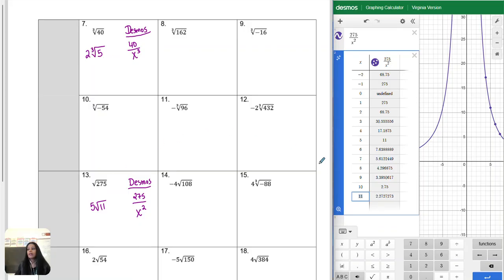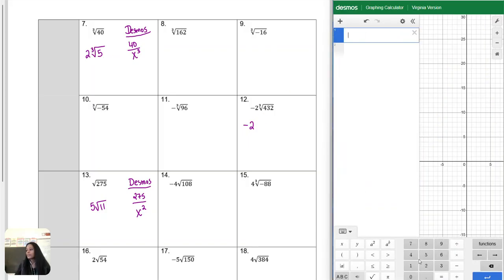Okay. And then the only other thing I'll show you is these two problems, number 12 and number 15. Number 12 has the negative on the outside, and number 15 has a negative on the inside. So for this one, remember, we're going to leave the number on the outside alone. We're not going to do anything with that yet. Let's go ahead and deal with cube root of 432. So we're going to do 432 divided by x cubed.